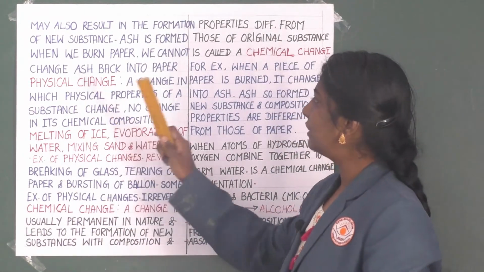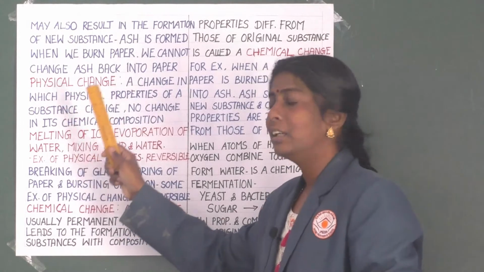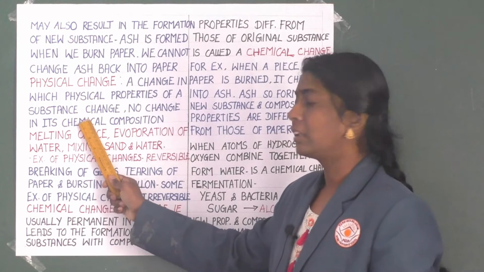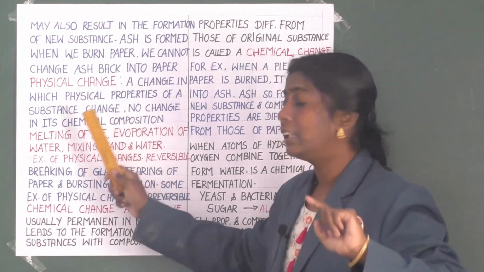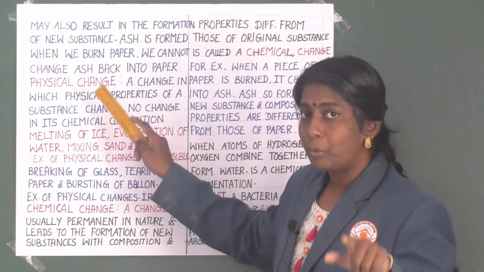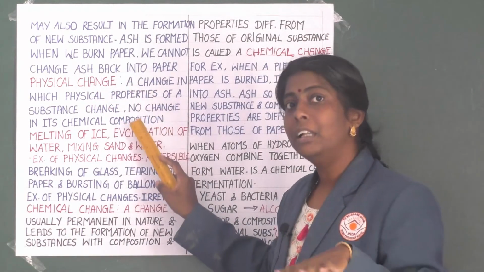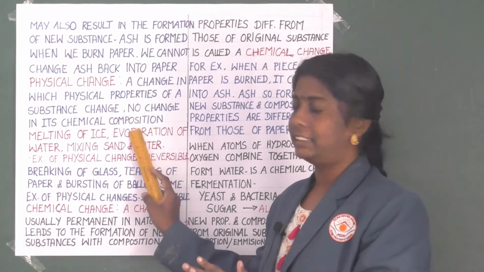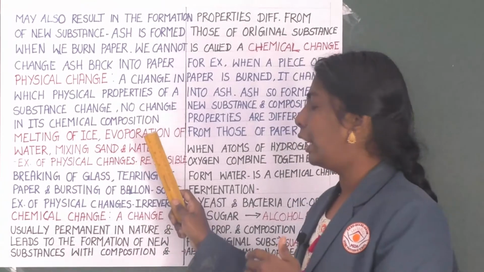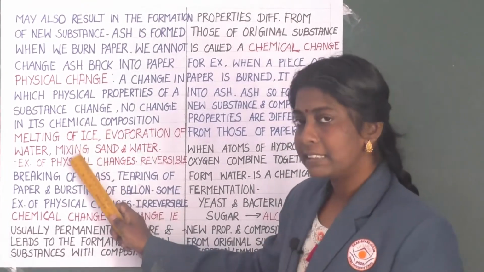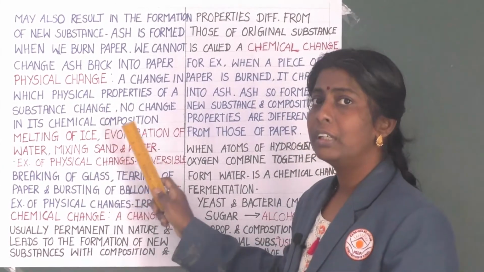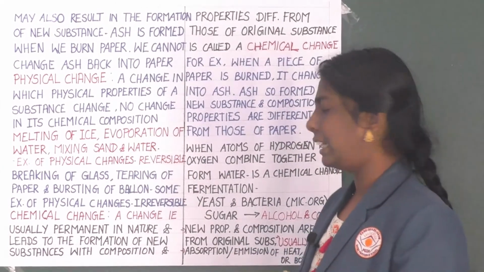Okay. So physical change is a change in which physical properties of a substance change and there is no change in the chemical composition. So only the physical properties are changed and the chemical composition does not change here. For example, melting of ice, evaporation of water, mixing sand and water. These are examples of reversible physical changes.